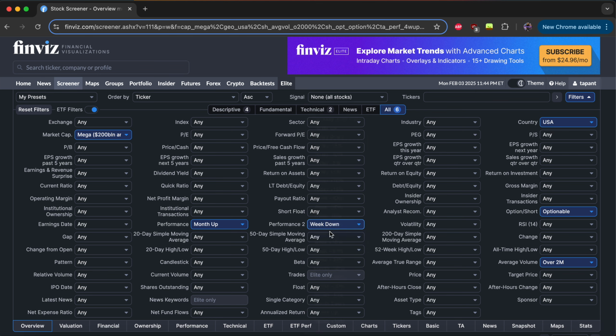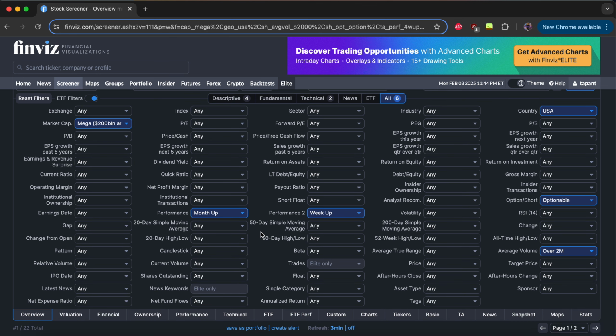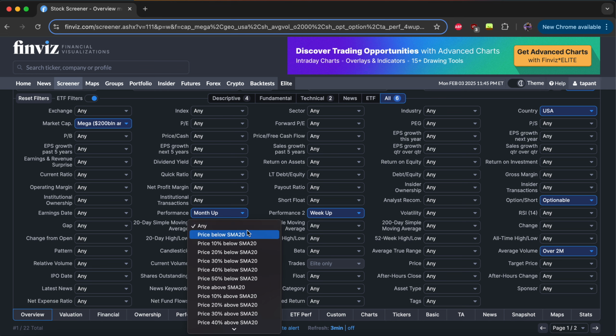Week up. I'd want the stock to be continuing the trend that is set on the month, because I'm not trying to find reversals. Not my job. My job is to trade the same direction as the stock is moving. I'm not trying to catch any knives. I'm not trying to catch anything. I just want to be in the same direction as the stock is moving.